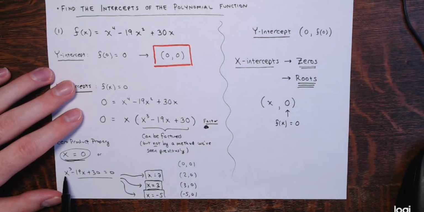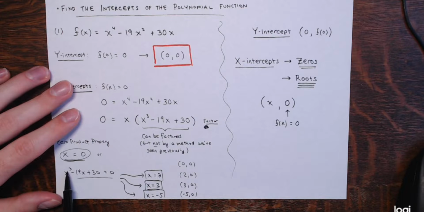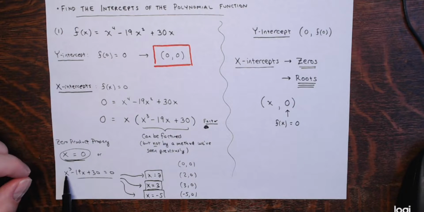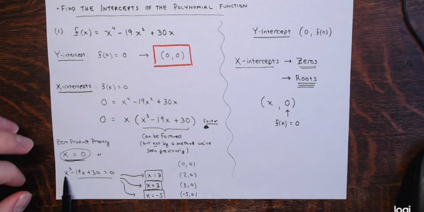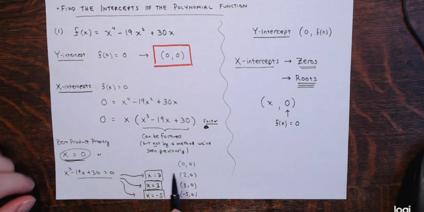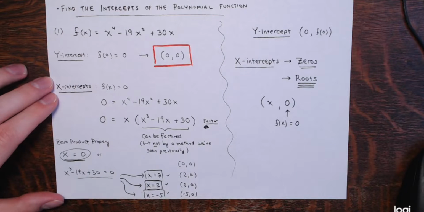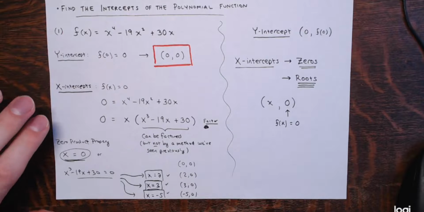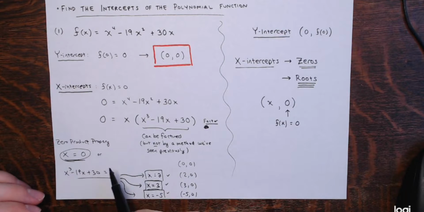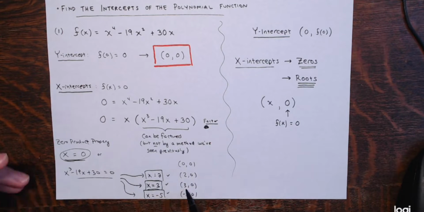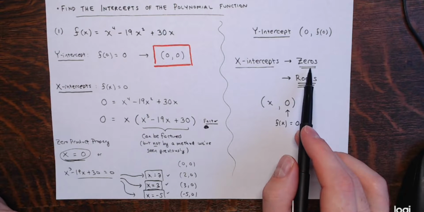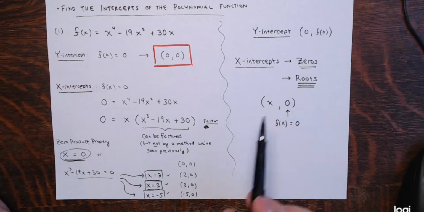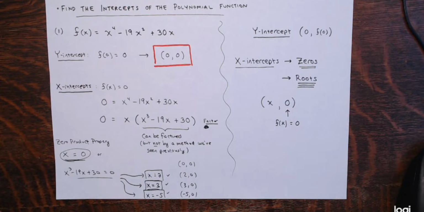Negative 5 to the third power would be negative 125. And then negative 19 times negative 5 would be positive 95. And then negative 125 plus 95 is negative 30, plus 30 is 0. So all these work: 2, 3, and negative 5. And again, these numbers, 0, 2, 3, negative 5, where the x-intercepts are, are also called the zeros of the function or the roots of the function. Just keep that in mind, because you might see those words.